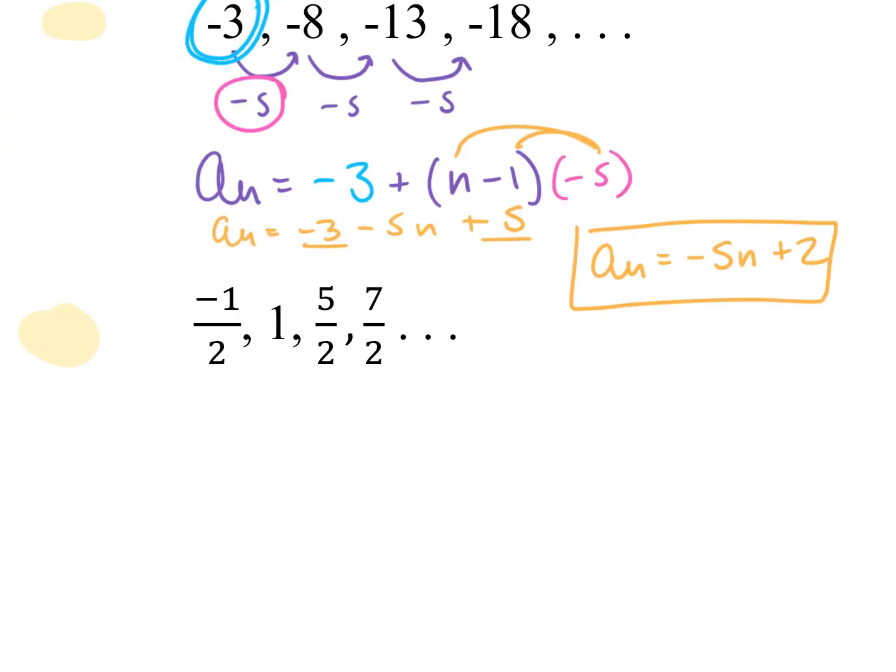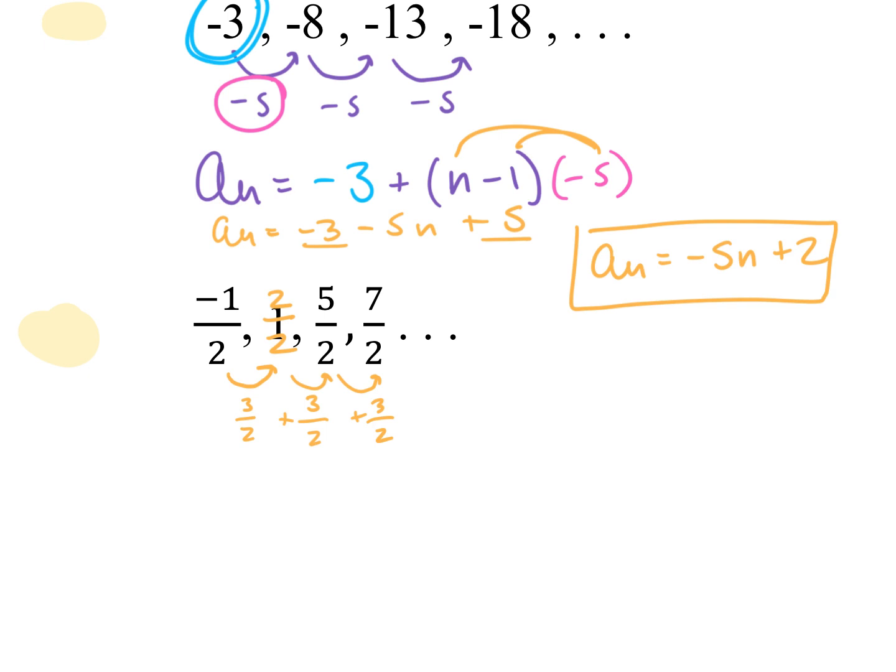All right, looking at the next one right below it. What am I adding or multiplying to get from one term to the next? It might help to change 1 to be a fraction, so that would be 2 over 2. Three over 2? Let's check. I'm adding 3 over 2 to get 2 over 2. I'm adding 3 over 2 to get 5 over 2. What's 5 over 2 plus 3 over 2? That would be 8 over 2.